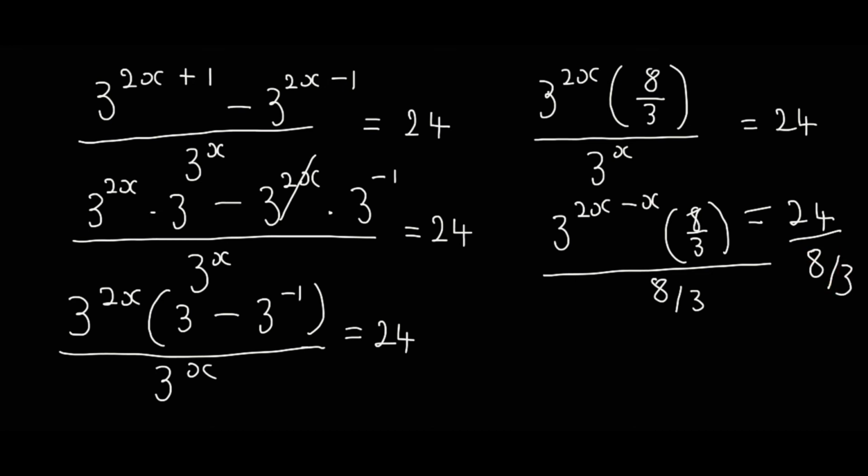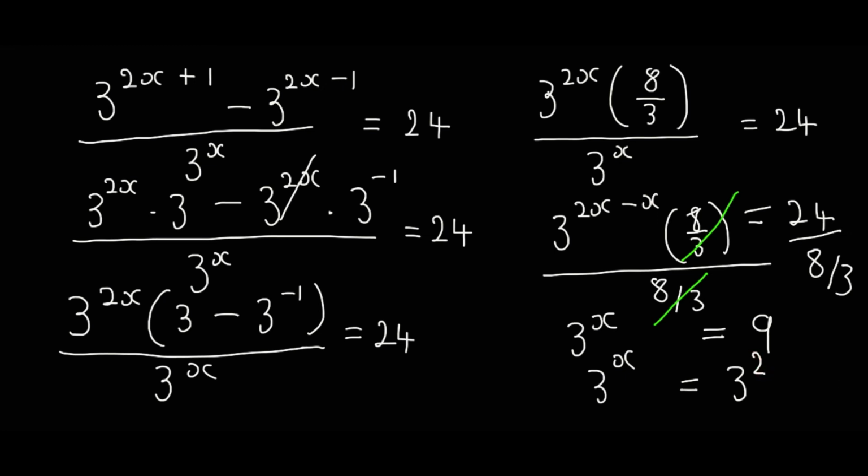So we see that this one and this one are the same, so we are left with 3 to the exponent 2x minus x, I can write as 3 to the exponent x, because 2x minus x is x, and then if you say 24 divide by 8 over 3 on your calculator it will give 9. So from there we have 3 to the exponent x is equals to 3 squared.